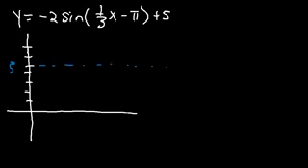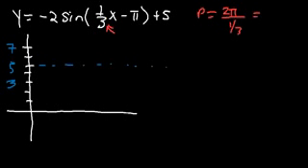So that's the vertical shift. The amplitude is 2, so we need to go up 2 and down 2. So next, let's calculate the period. It's 2 pi over b, or 2 pi divided by the number in front of x, which is 1 third, which is 2 pi times 3, that's 6 pi. And then let's calculate the phase shift.